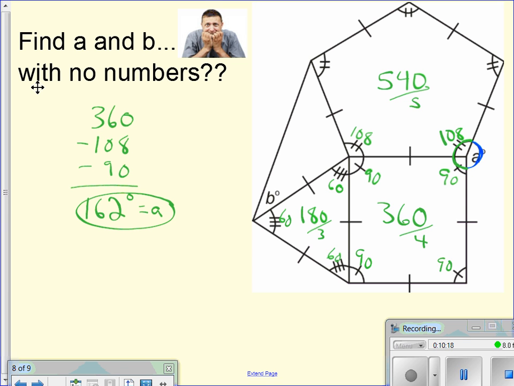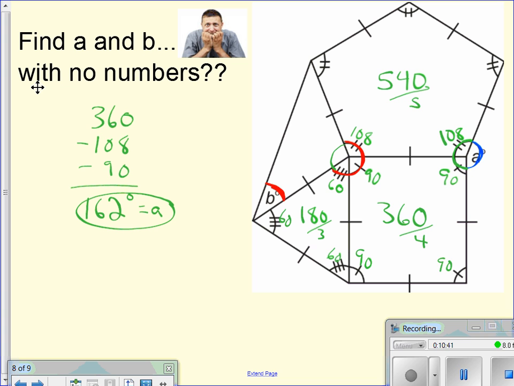Fantastic. Next one, let's get a little trickier here. I want to find B, which is down here, but oh boy, that gets a little tricky. Here's my suggestion. Look at what's going on up here. I know all three of these angles here. And then there's one missing angle right here that's going to form my circle.